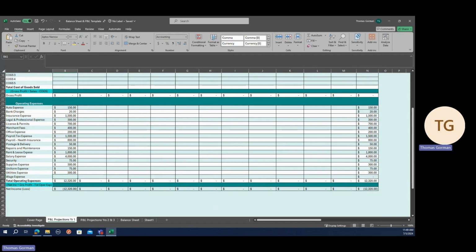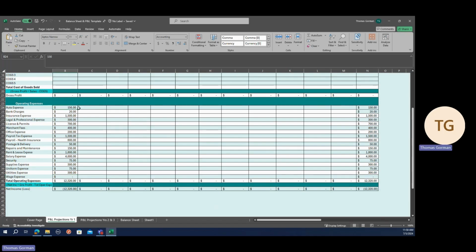Right now, we're going to say our wages are $0 because we have two employees and the total salary for them is going to be $4,000 a month. And your wage, if you hire another employee at some point in the future, you'll have this slot here to add those expenses in.